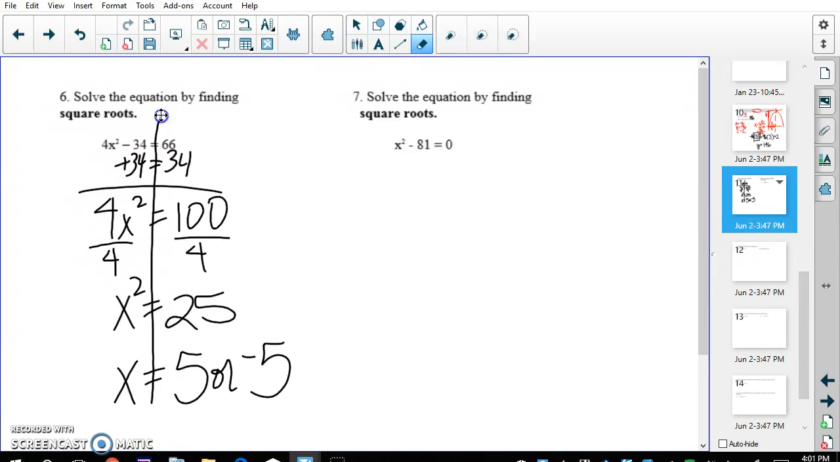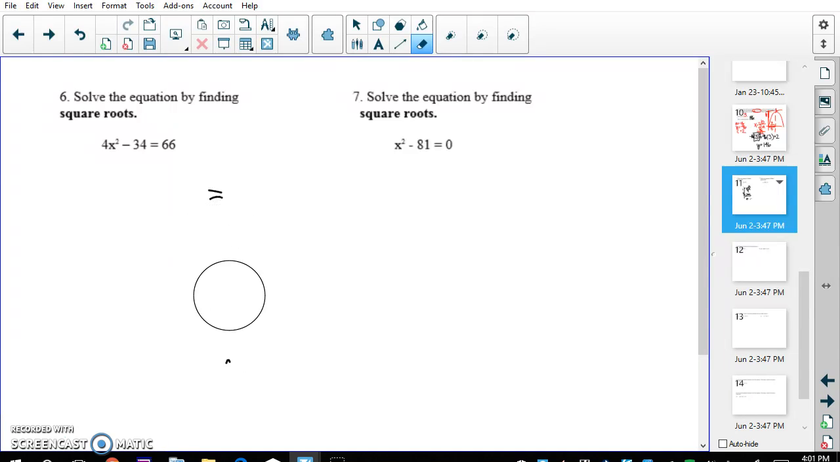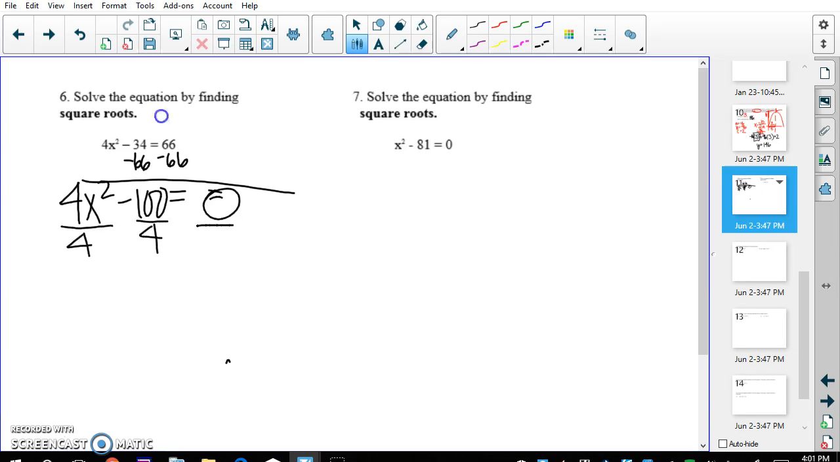Now, I have had a couple of people say, that doesn't make sense to me. I don't really know how to do it that way. Well, I'm almost positive then you could do it this way. What if I moved this 100 over and set it equal to 0? Then I would have 4x squared minus 100 equals 0. That might be easier for you. Do you see that you can divide everything by 4? And now you get x squared minus 25 equals 0.